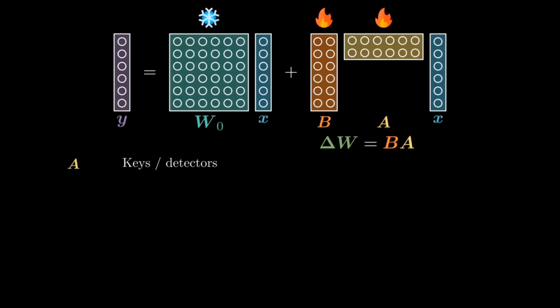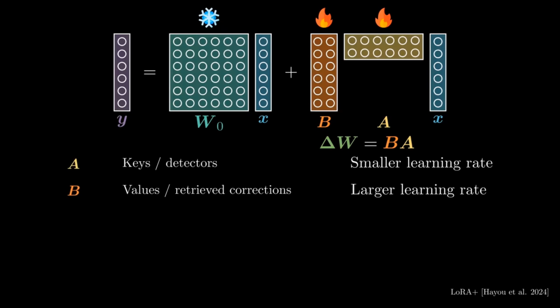Since matrices A and B play different roles, we may want to use different learning rates for them. LoRA Plus assigns a smaller learning rate to matrix A and a larger one to matrix B. The reason is that A and B operate at very different scales. The matrix A maps a wide input down to a few dimensions.